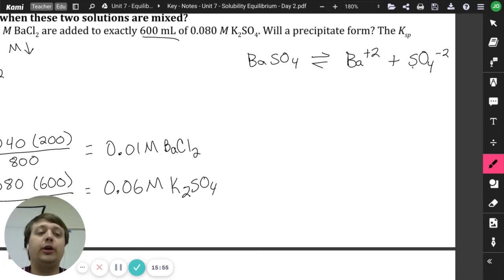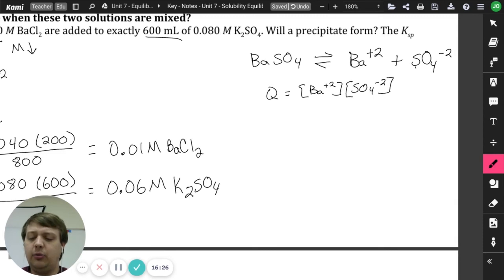Okay, so we can go ahead and write our equilibrium expression here. And this time we're actually solving for Q. Now, why are we solving for Q? Because remember, Q is talking about that initial amount, right? So it's talking about before we have reached equilibrium. So here I've got Q equals the concentration of barium times the concentration of sulfate.